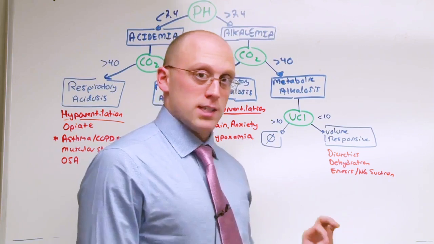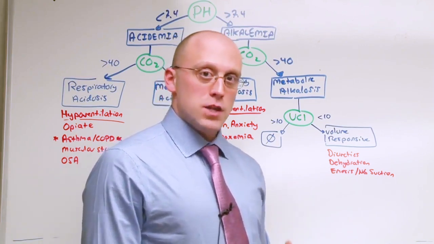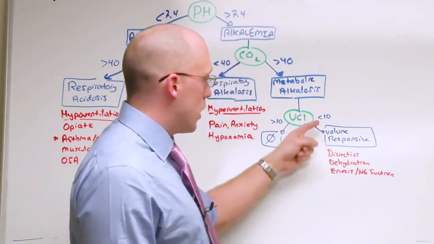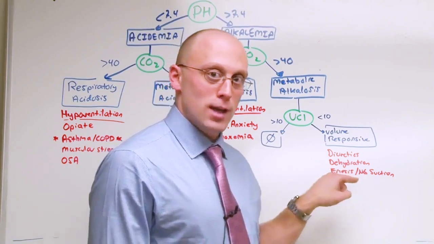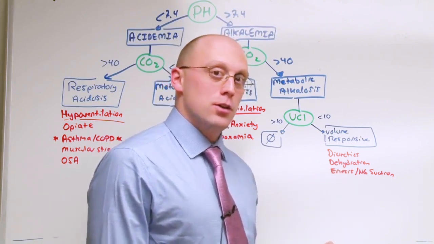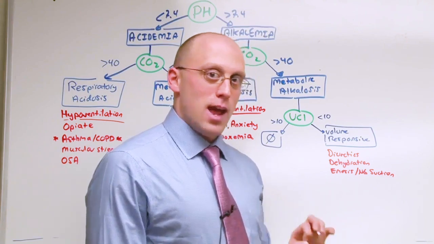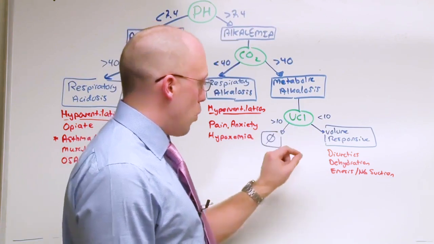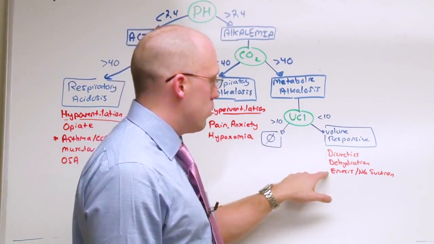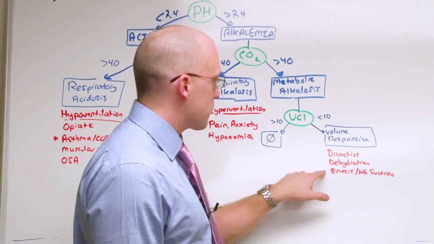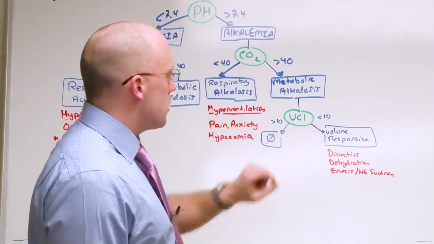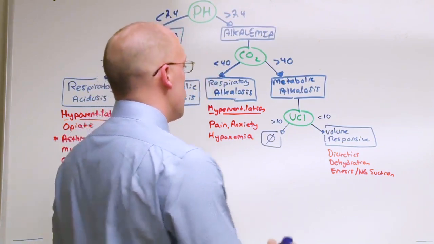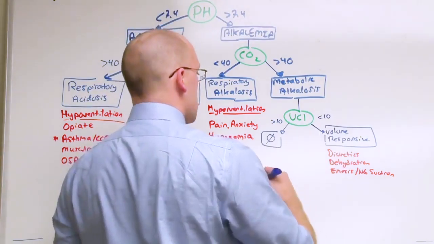Emesis is a great one because it's a double hit. The pH of the stomach is low. If you vomit up acid, not only do you lose volume, you also lose acid. In particular, hydrogen and chloride. So look for clues that might give you a reason to be volume down. If you are not volume responsive, it means that you are not volume down. You have something else going on.